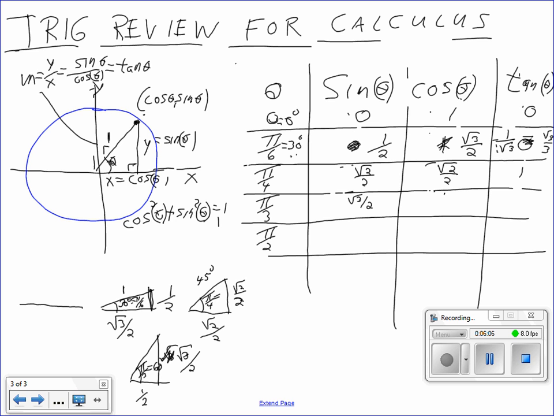The cosine is 1/2, and then the tangent is the slope. The slope's a little steeper here, and this is going to be root 3. It's going to be sine over cosine.